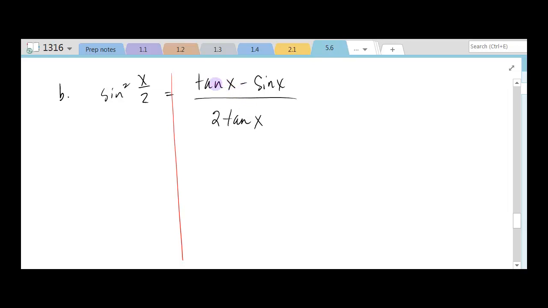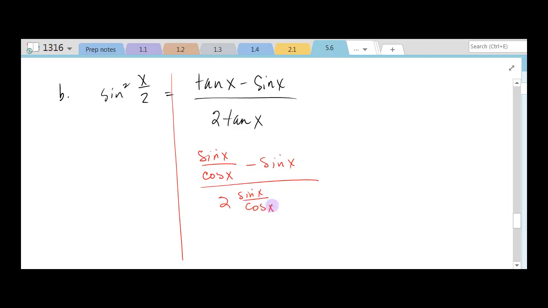I'm thinking that I'm going to take these terms right here that are tangent and rewrite them in terms of sine and cosine. So I want this entire right hand side over here to be written in terms of sine and cosine. So tan x turns into sine x over cosine x minus the sine x that was up there, divided by 2 sine x cosine x for the denominator.